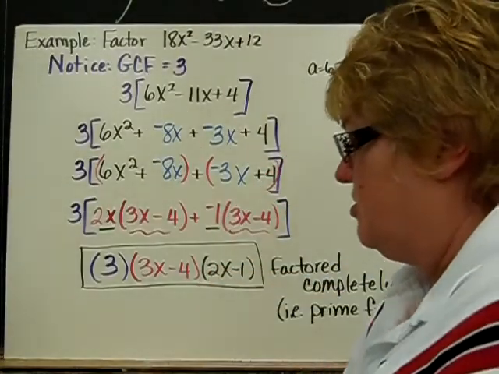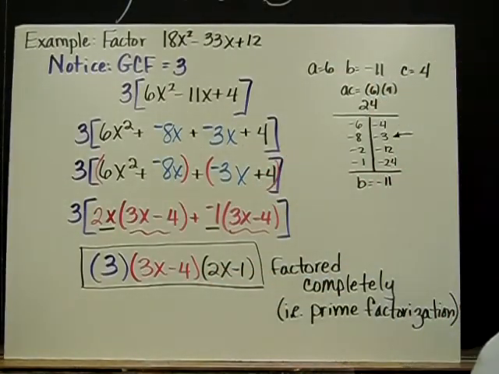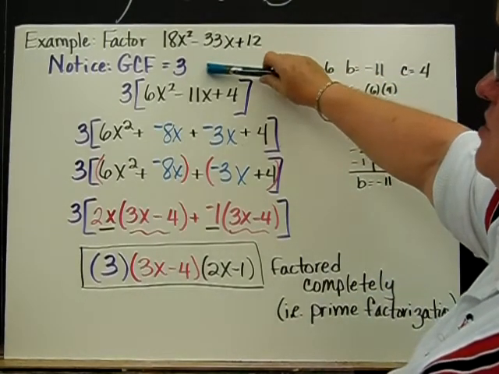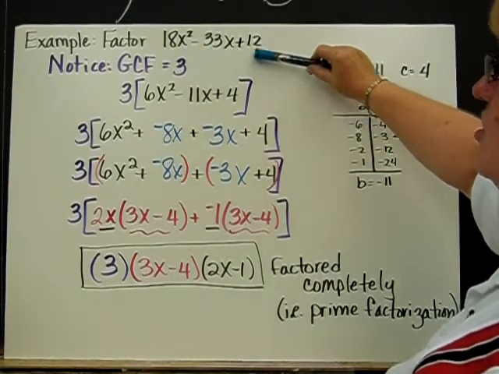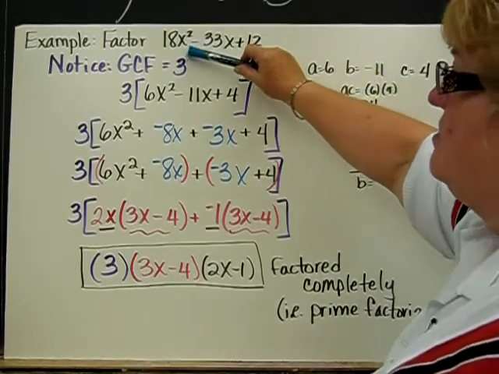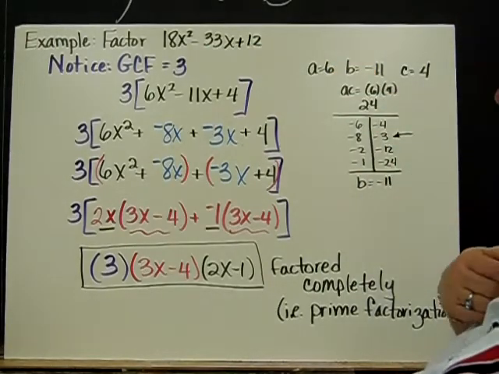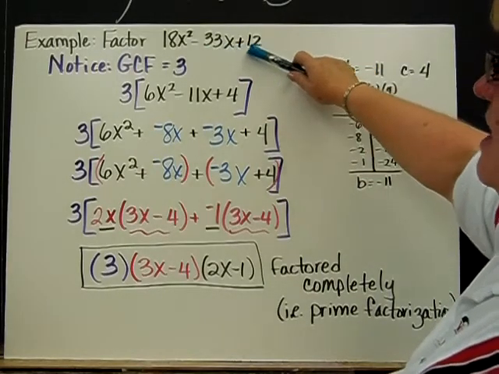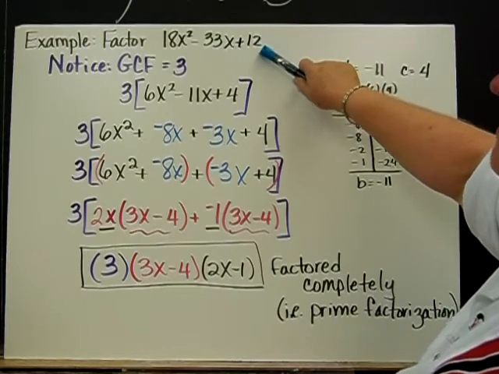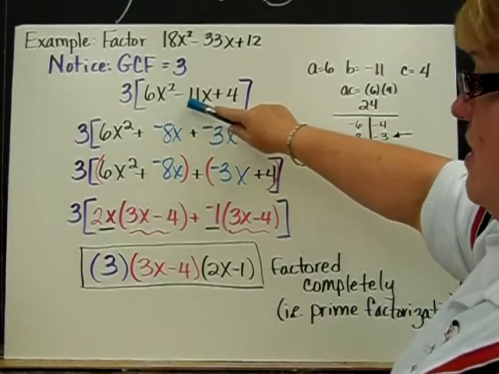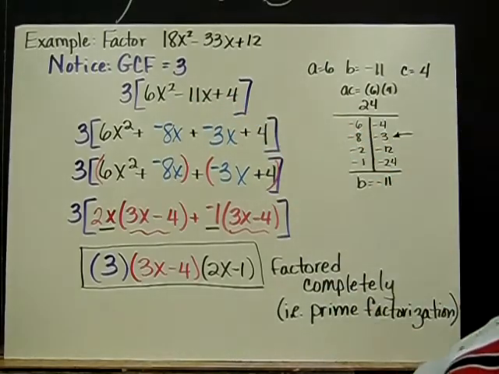Okay, this problem is just a little bit different in that it does have a greatest common factor. It's easy to forget, but this should always be your first step, is to step back and just look at the problem and see if there's something that will divide evenly into all three terms before we do anything else. And in this case, the answer is yes. All of these numbers are divisible by 3. So we factor out the 3, and that leaves us 6x squared minus 11x plus 4.